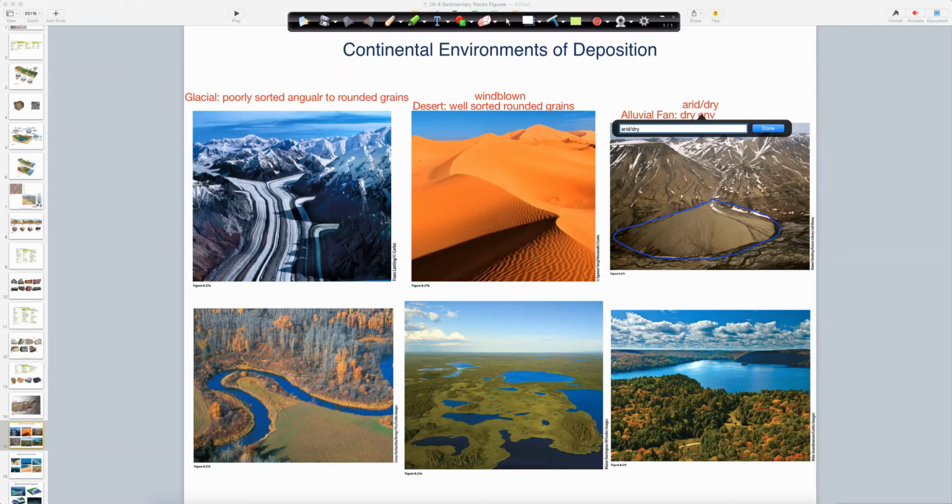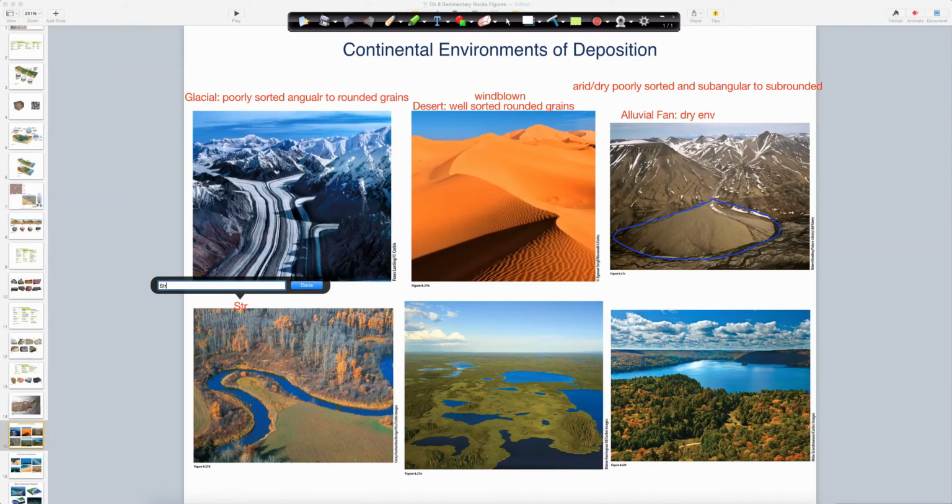So these are going to be generally poorly sorted and angular, or mostly subangular to subrounded, because they're not being transported very far. They're only going a short distance.